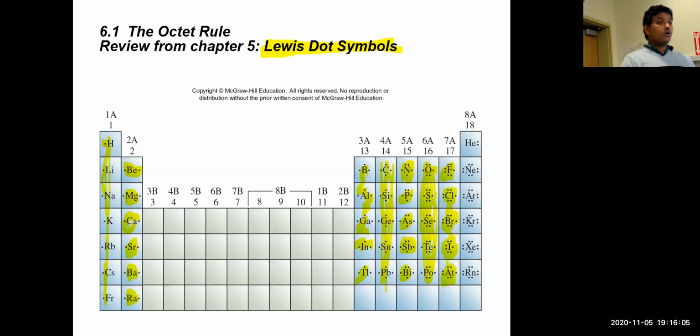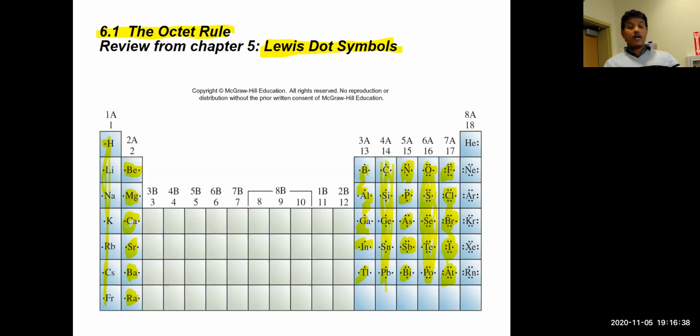All elements which are unstable on their own will make bonds with other elements, or the same elements as themselves, to make molecules. The driving force for atoms to make molecules is to achieve stability, to achieve the noble gas electronic configuration. They achieve this by following the octet rule. That is why we need to know what the octet rule is.